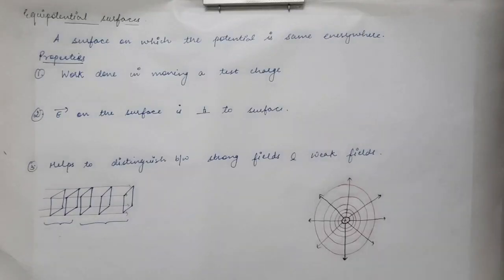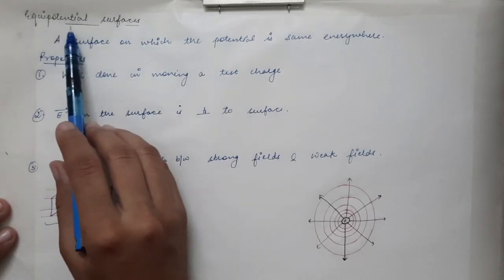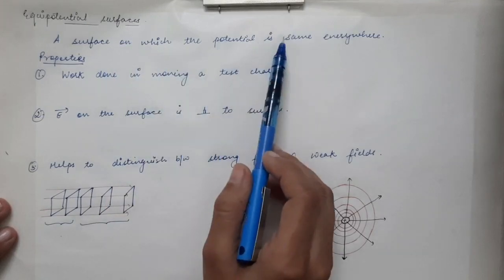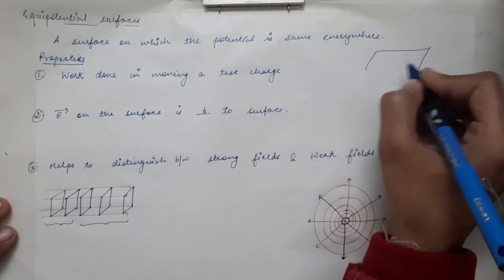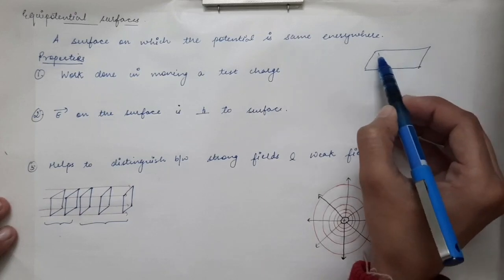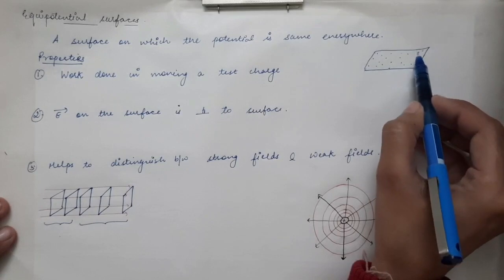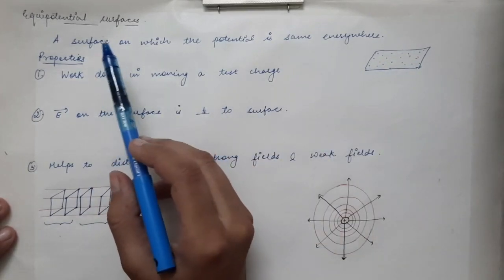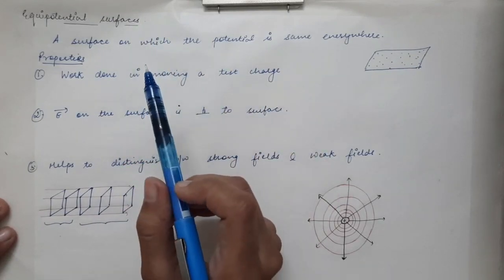Now we are going to talk about equipotential surfaces. Equipotential, as the name suggests, an equipotential surface is a surface on which the potential is the same at every point. Let's say you are considering any imaginary surface, and the potential at all the points on this surface is the same. That particular surface will be called an equipotential surface.